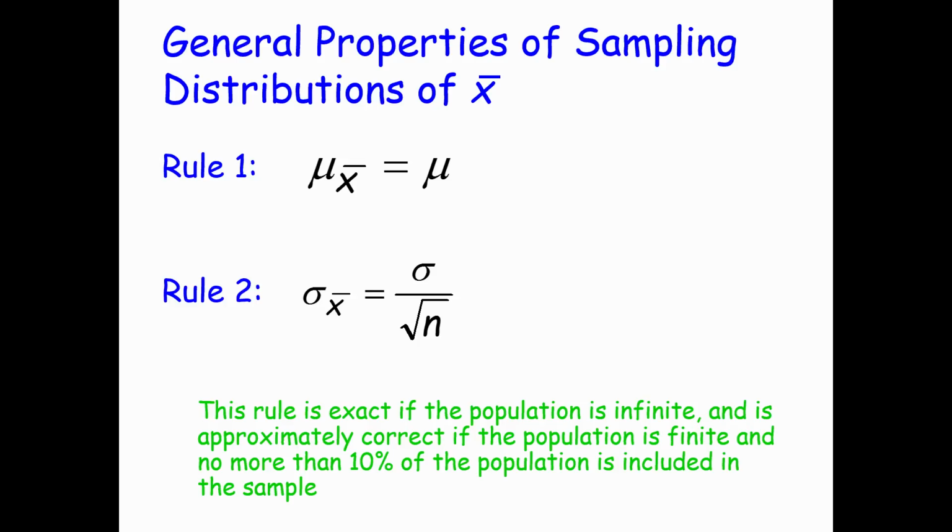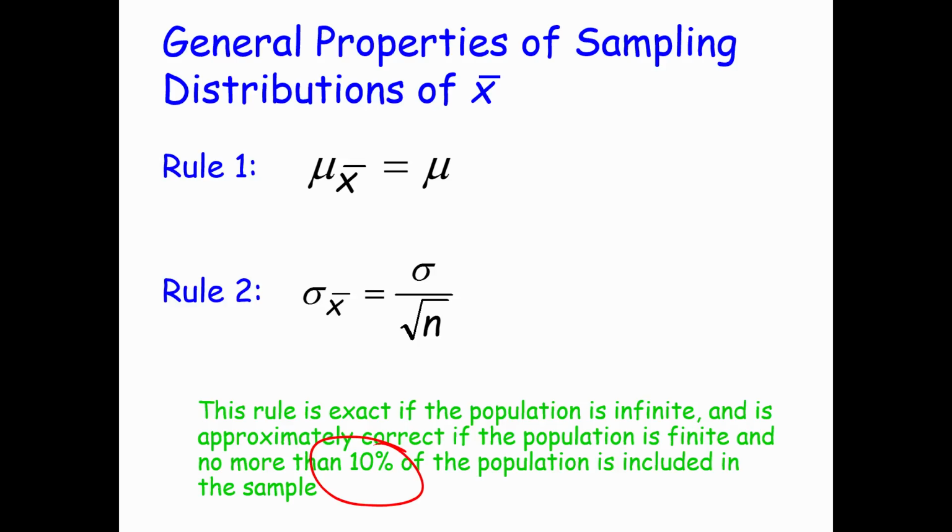It says this rule is exact if the population is infinite and approximately correct if the population is finite and no more than 10%. So we talked about this: no more than 10% of the population is included.